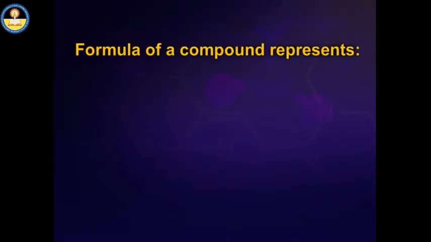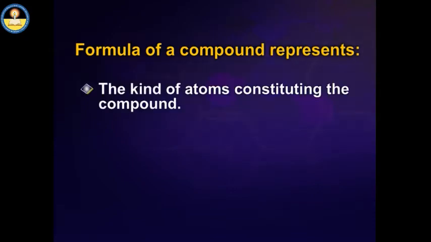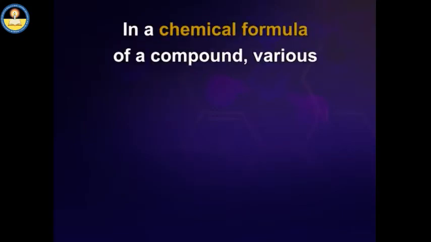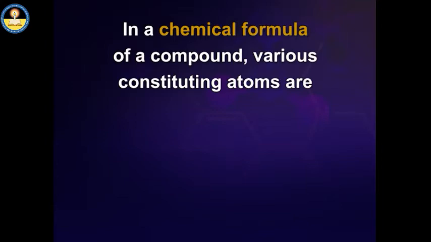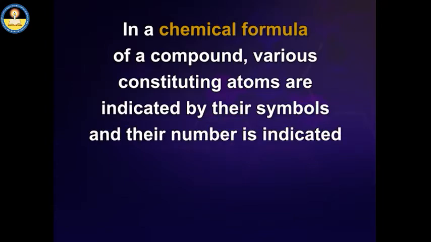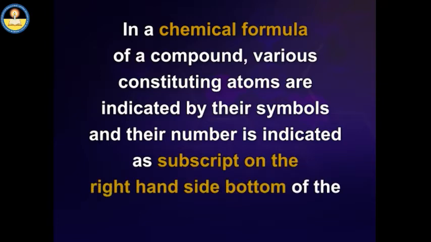The formula of a compound represents the kind of atoms constituting the compound, and the number of atoms of each constituent element. In a chemical formula of a compound, various constituting atoms are indicated by their symbols and their number is indicated as subscript on the right-hand side bottom of the concerned symbol.